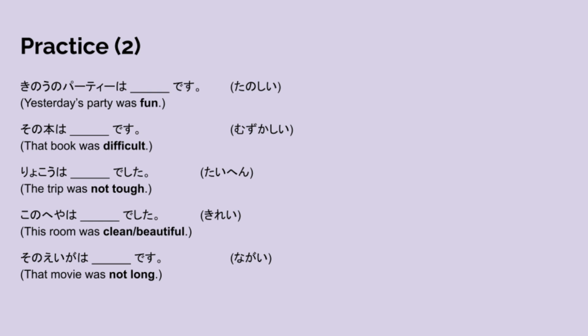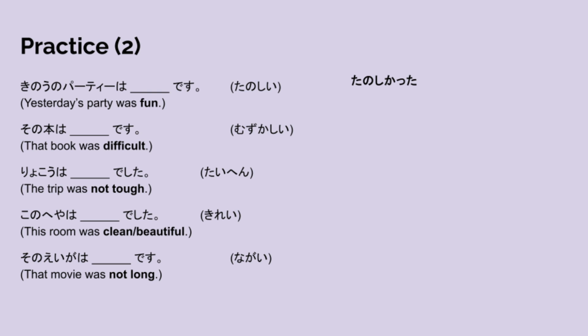Number 1, yesterday's party was fun. Kino no party wa blank desu. Tanoshii, which was the example verb that we talked about. Tanoshii is fun. So, yesterday's party was fun. Think of the present tense, which is tanoshii desu. To make it past, you drop the i and add katta at the end. Tanoshikatta desu. Pretty straightforward on that one.